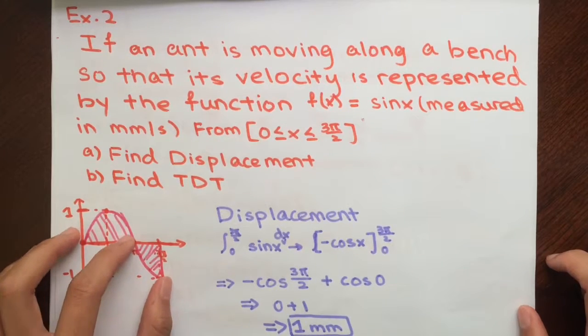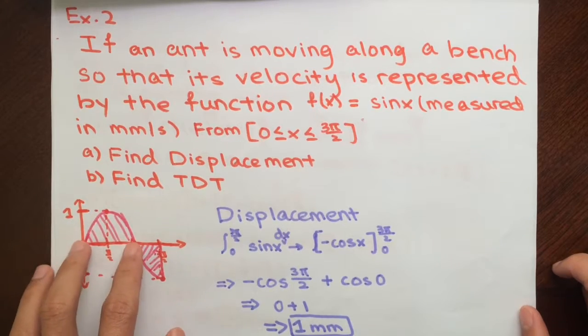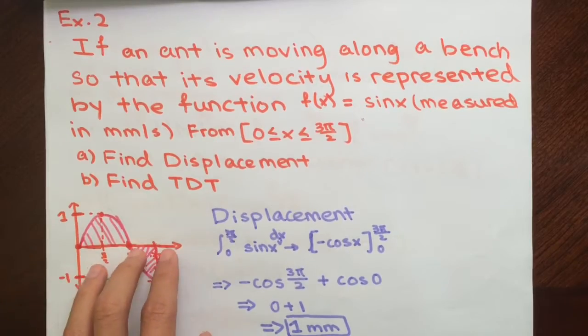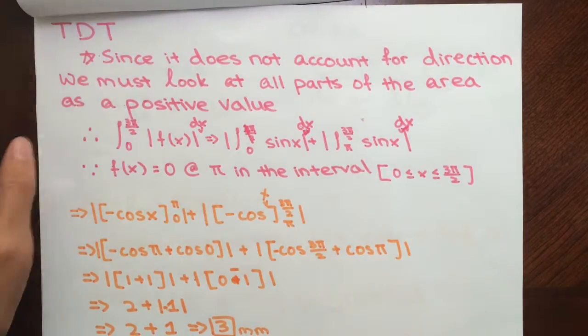For total distance traveled, we account for all positive distance over here. So this 1 millimeter of moving to the left wouldn't matter, as it does not account for direction. So we will have 2 millimeters plus 1 millimeter. So the ant would have moved 3 millimeters in total.